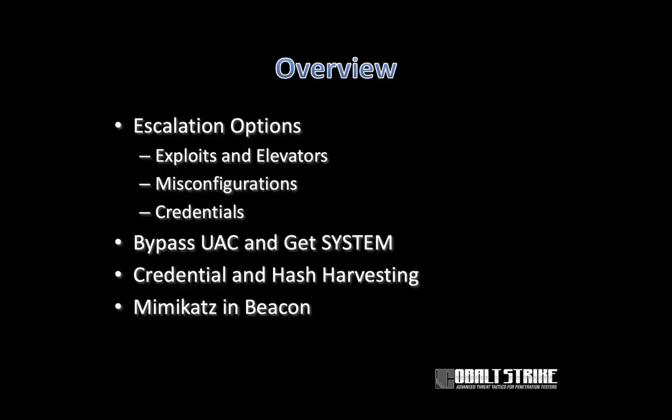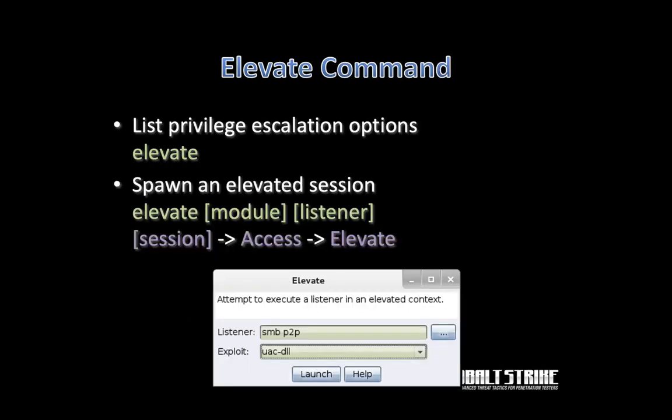In this lecture, we're going to talk about different ways to elevate privileges within Beacon. We will talk about exploits and elevators, which is Beacon's elevate and run as admin commands. We will talk about elevating with misconfigurations and credentials. We will also go into two situations called bypass UAC and get system. We will talk about credential and hash harvesting, and we will talk about how to use Mimikatz in Beacon as well.